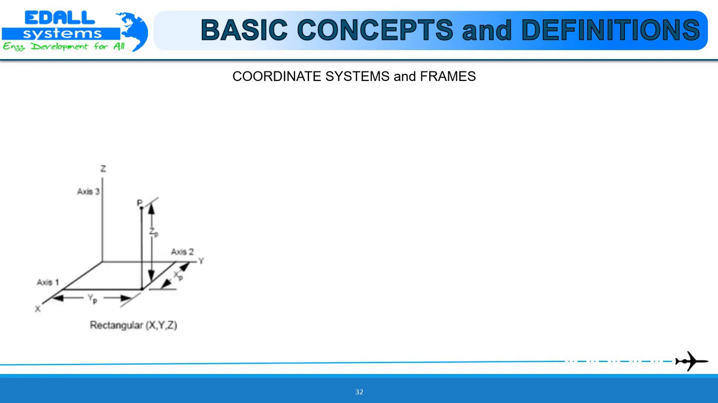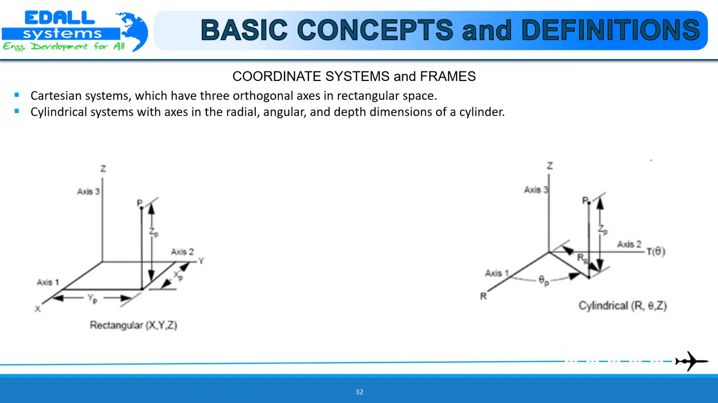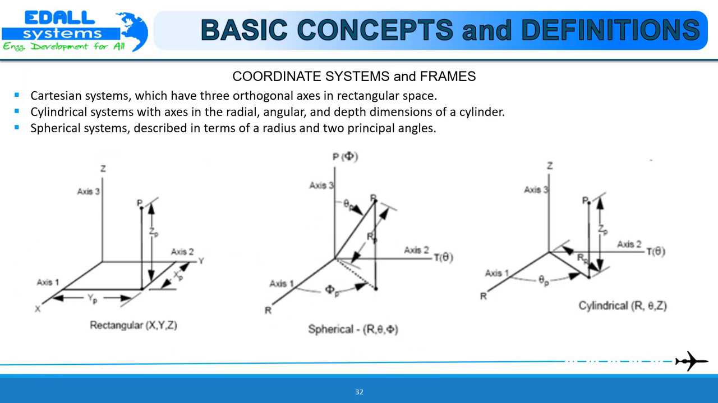The geometric options Create Coordinates allow you to create 3 types of local coordinate system. The first one is the rectangular or Cartesian system, which has 3 orthogonal axes in rectangular space. The second one is a cylindrical system with axes in the radial, angular and depth dimensions of a cylinder. The third one is a spherical system described in terms of radius and 2 principal angles.